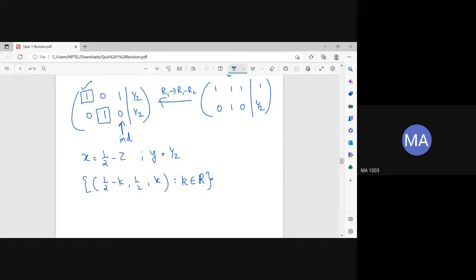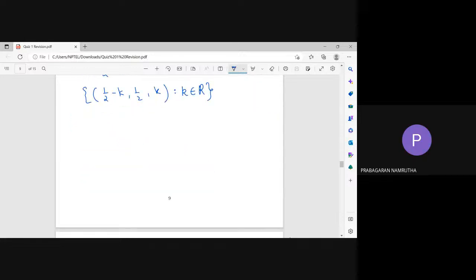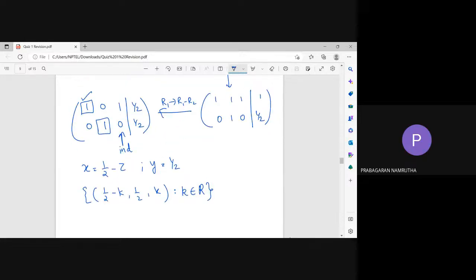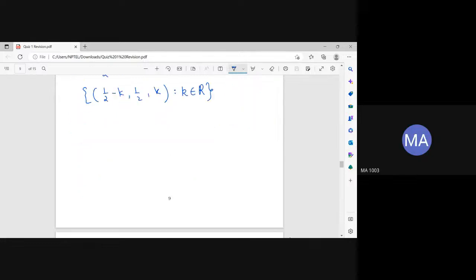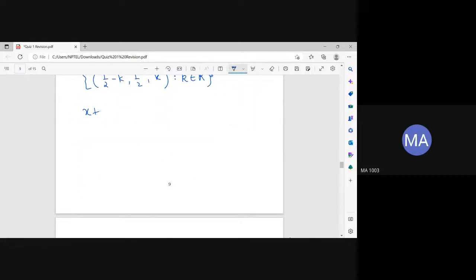Ma'am, if there are more equations than variables, then we have a unique solution. No, not necessarily. Take x plus y is equal to 1, three times. You have three equations and two variables. How many solutions? Infinitely many. And now? No solution. So anything is possible, right? Now? Unique solution. So anything is possible.